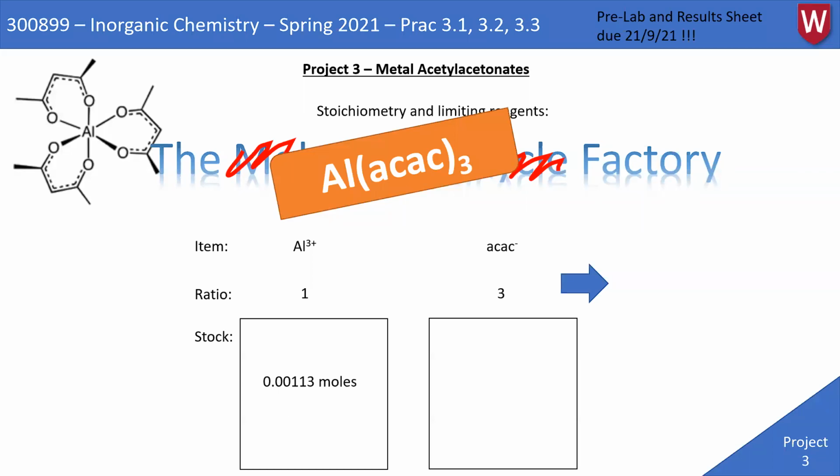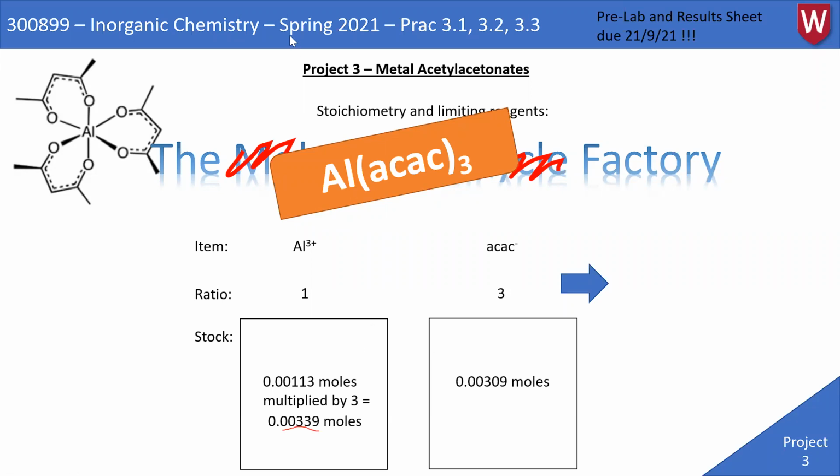You start with, and I've just made up a number here, a certain number of aluminium ions based on how much of the starting reagent you've measured out. And you start with a certain number of ACAC ions based on the starting reagent that you've worked out. The ratio is 1 to 3. So if we were making aluminium ACAC3, based on the amount of aluminium we have, if we multiply that by 3, we'd require 0.0039 moles of ACAC.